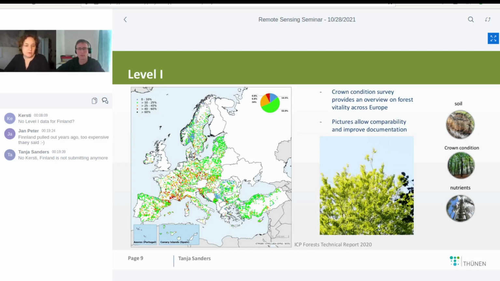This is a map of the level 1 plots. ICP Forests today is working on 2 levels. Level 1 is a systematic grid across Europe, and it's a 16 by 16 kilometer grid. And on each of these points, when they meet forests, the Crown condition assessment is done on an annual basis. Every 15 years, a soil survey happens on the same plots. So the next one is due in 2 years.